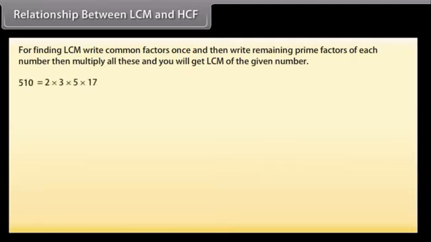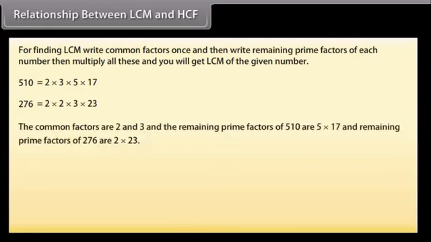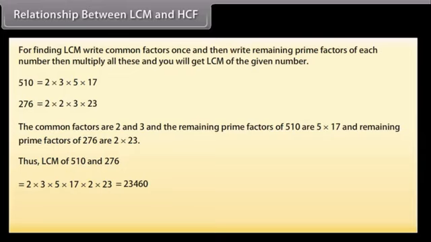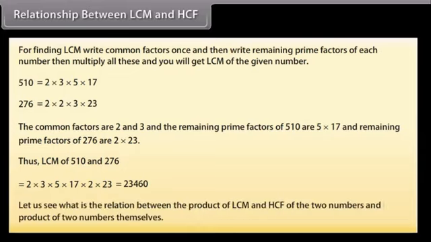510 is equal to 2 × 3 × 5 × 17. 276 is equal to 2 × 2 × 3 × 23. The common factors are 2 and 3, and the remaining prime factors of 510 are 5 × 17, and remaining prime factors of 276 are 2 × 23. Thus, LCM of 510 and 276 is equal to 2 × 3 × 5 × 17 × 2 × 23 equals 23,460.